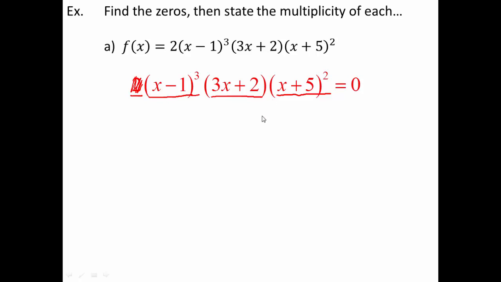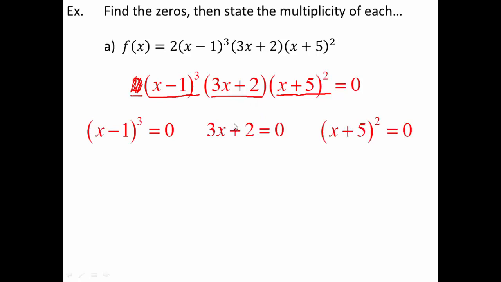Now, I'm going to take each one of these remaining factors and set them equal to 0. And I'm just going to solve each one individually. Now, realize (x minus 1) cubed, if I cube root both sides, that cube is just going to go away because the cube root of 0 is still 0.